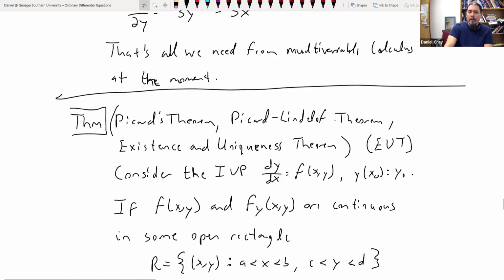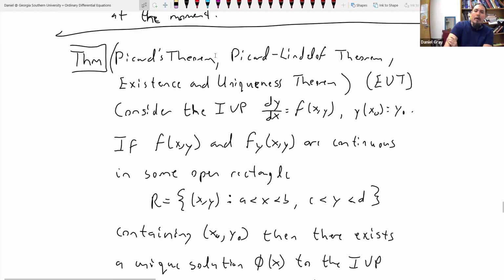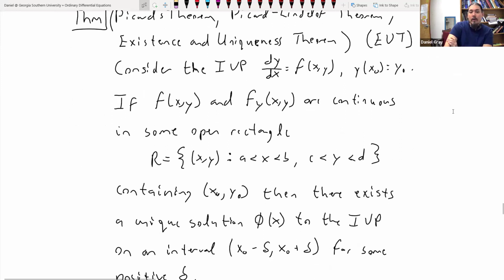All right, why do we care about all that though? Picard's theorem or Picard-Lindelof theorem or the existence and uniqueness theorem is what I'll usually call it, EUT for short, existence and uniqueness theorem. So basically, we want to solve initial value problems in this class, but sometimes we don't know if we can find a solution or not. Okay, so the existence and uniqueness theorem is one way that we could say that there exists a solution to this initial value problem, right?